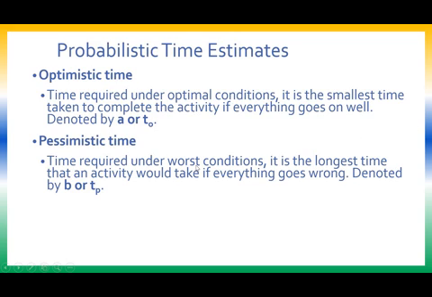Okay. Next is the pessimistic time. This is the time required under worst conditions. It is the longest time that an activity would take if everything goes wrong. See, let me consider I have a project group. Let me say I have 5 programmers in it. So with the 5 programmers working together, maybe I expect a particular project coding phase to get over within 10 days.